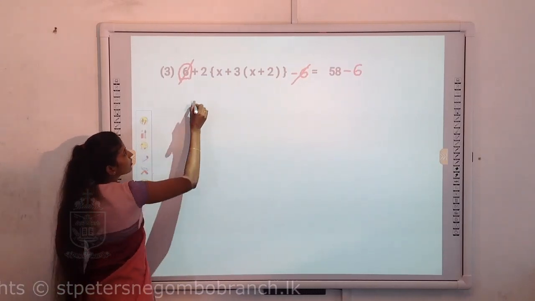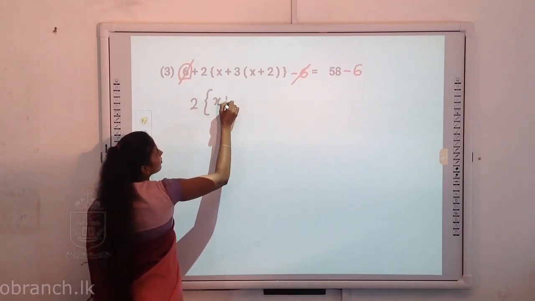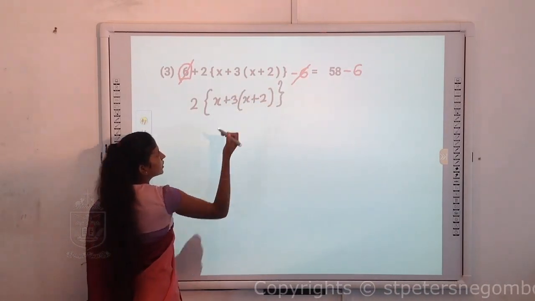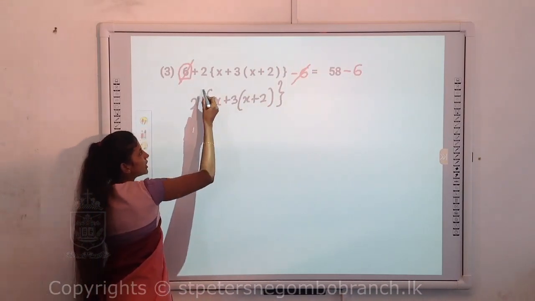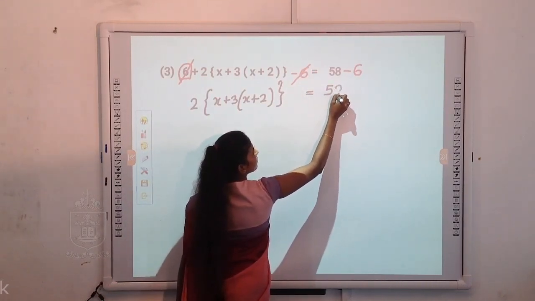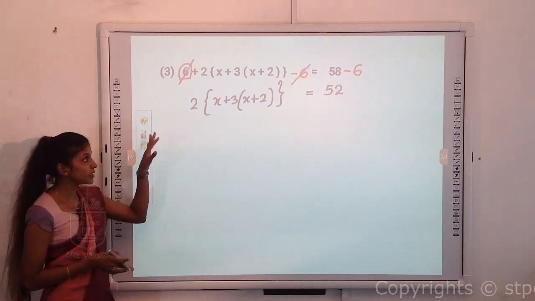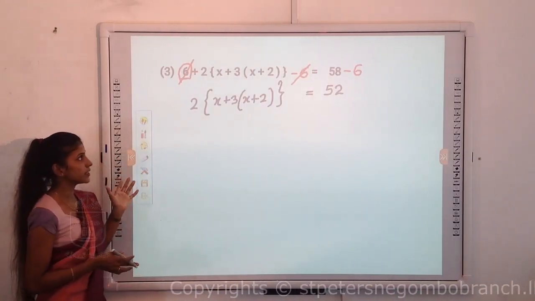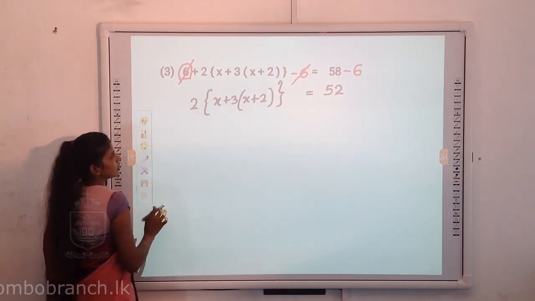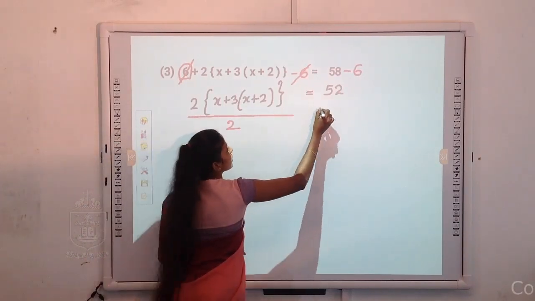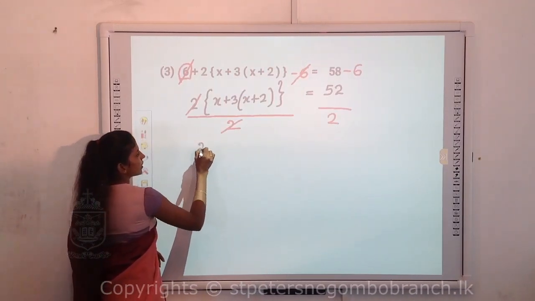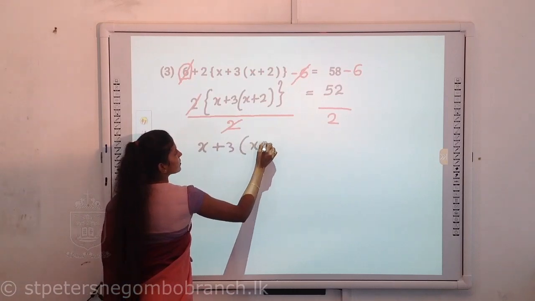What is remaining? 2 curly bracket x plus 3 and here x plus 2. Then you have the curly bracket, and this total expression is multiplied by 2. 58 minus 6, the answer is 52. So what's our next step? We simplified these types of equations in the previous examples. If you have an outermost number like this, cancel 2 by dividing by 2. The 2 cancels and what is remaining? x plus 3, and here x plus 2.